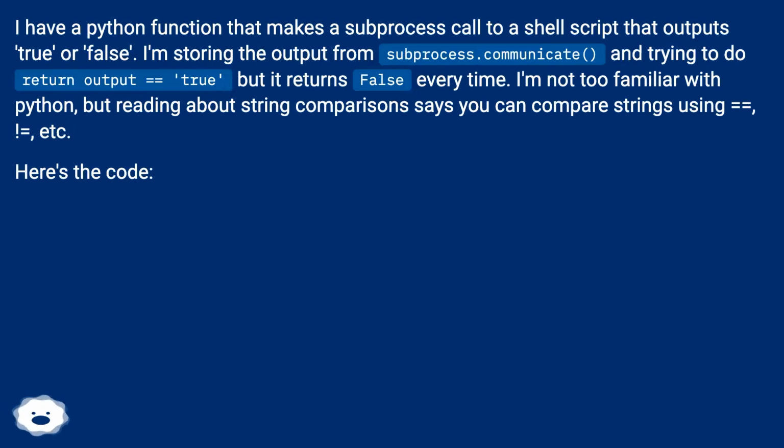I'm storing the output from subprocess.communicate and trying to do return output equals true, but it returns false every time. I'm not too familiar with Python, but reading about string comparisons says you can compare strings using equals, not equal, etc. Here's the code.